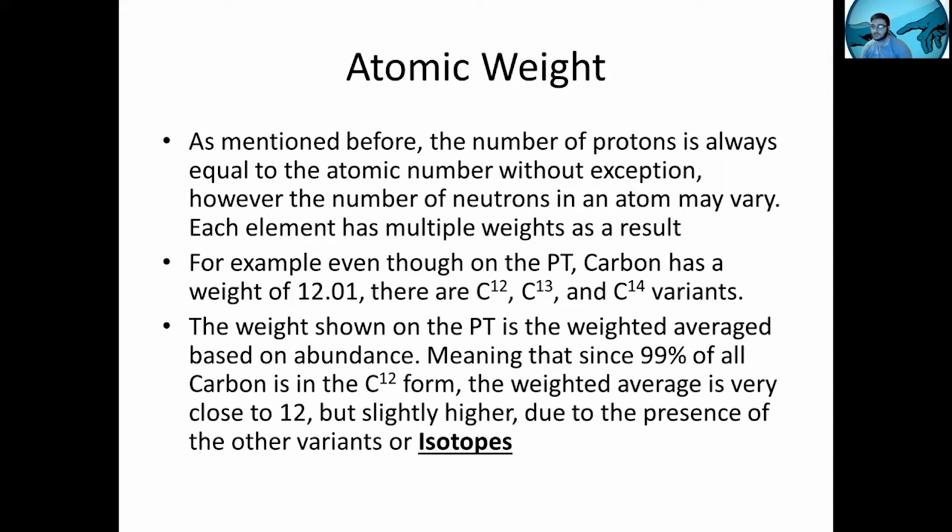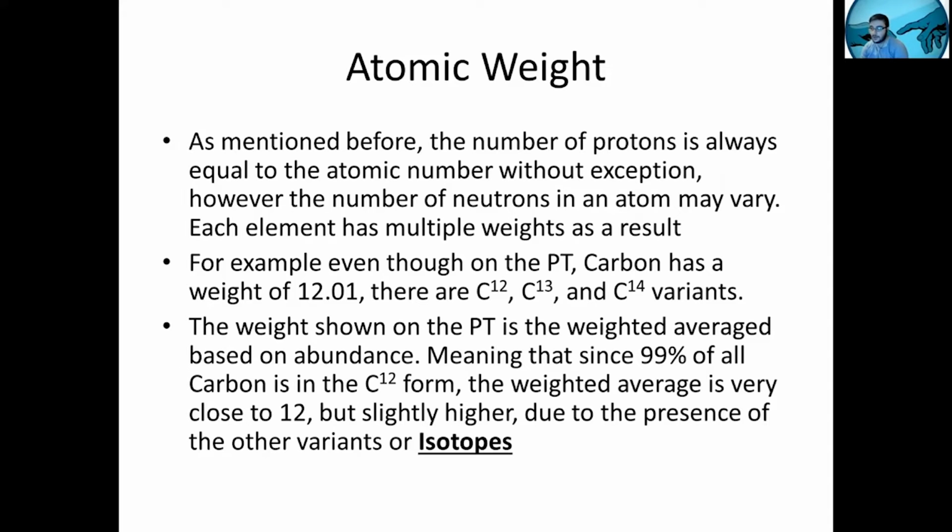And these variants, the C12, C13, C14, are called isotopes of each other. An isotope is essentially just the same atom, carbon, but with different amounts of neutrons and different atomic weights as a result. So C12, C13, C14. And in the case of carbon, it's very lopsided towards one weight. So it's pretty much almost exclusively in the 12 range.